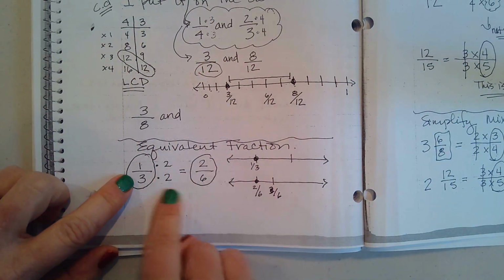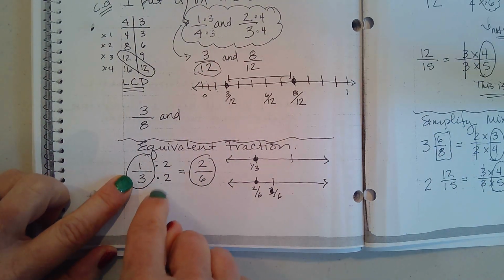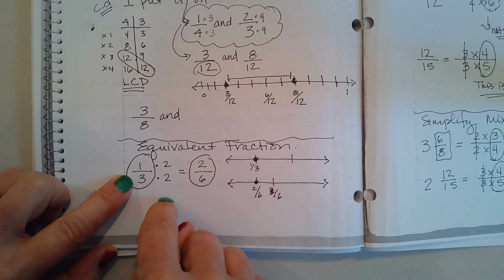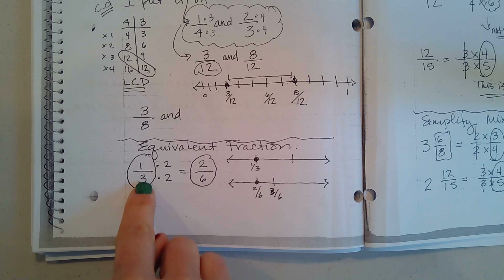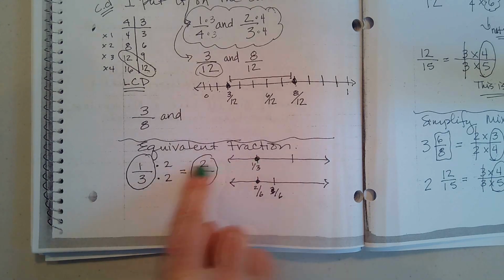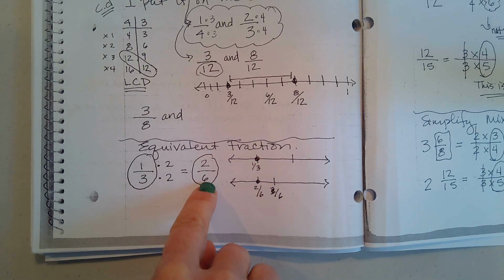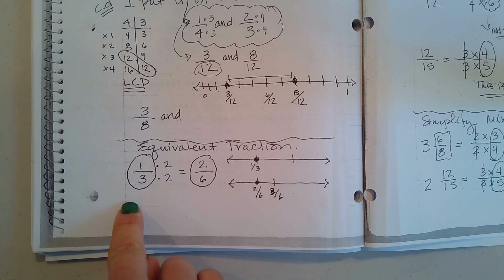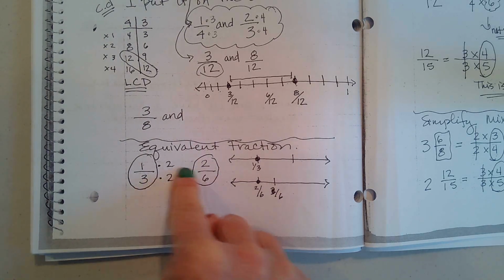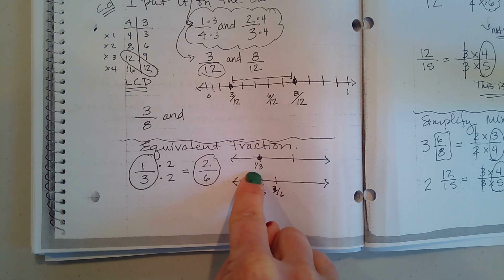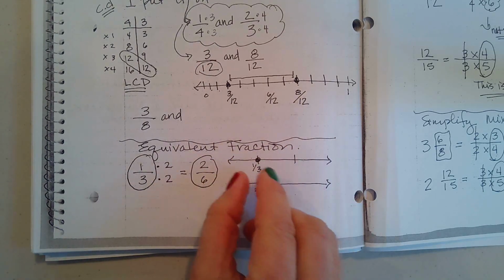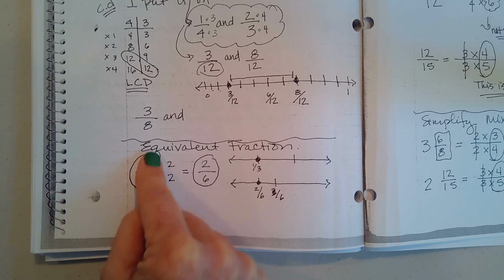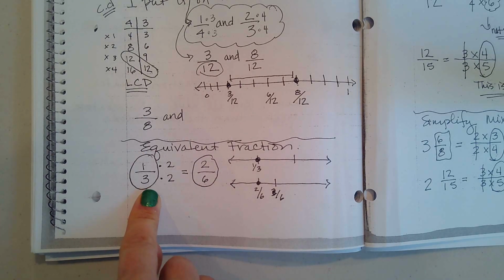An equivalent fraction, remember, by creating a common denominator, you are creating an equivalent fraction. So the easiest way to create an equivalent fraction is just to multiply by 2 or even divide by 2. So you could either multiply by 2 and go higher, where your pieces would actually get smaller, or you could divide by 2 and take it down and make larger pieces.